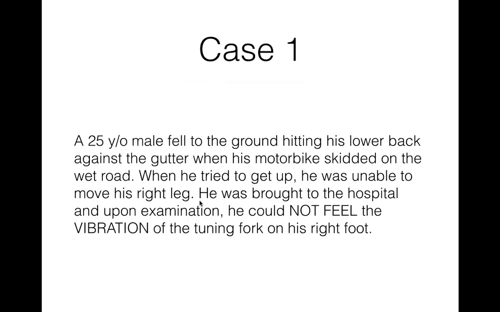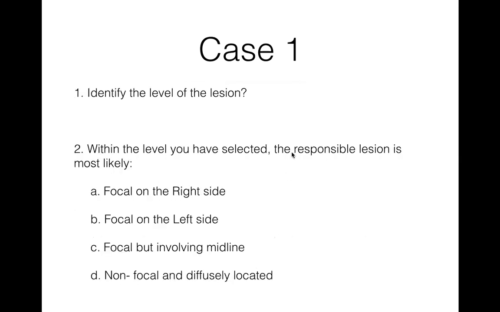So for part 3, let's take a look at some cases for localization. A 25-year-old male fell on the ground, hitting his lower back against the gutter when his motorbike skidded on the wet road. When he tried to get up, he was unable to move his right leg. He was brought to the hospital, and upon examination, he could not feel the vibration of the tuning fork on his right foot. Let's identify the level of the lesion, and within the level that we have selected, let's take a look at what is responsible for the lesion.